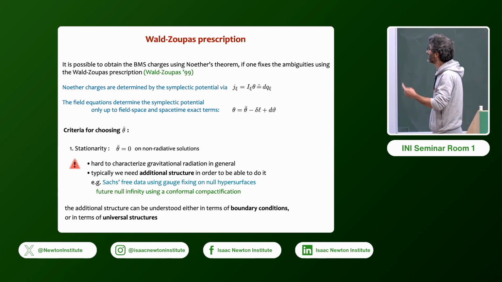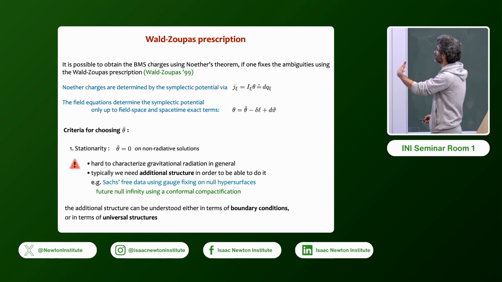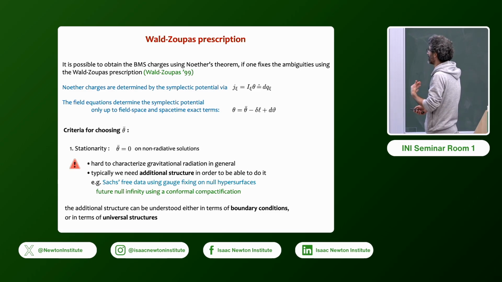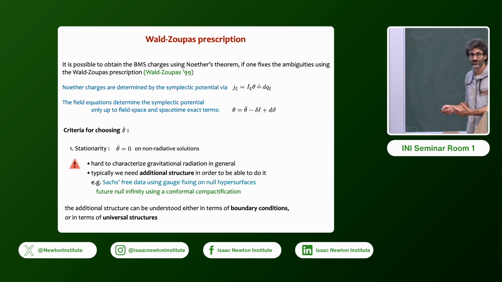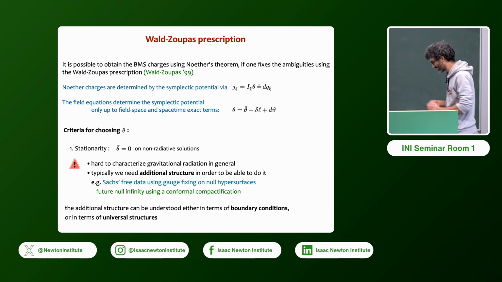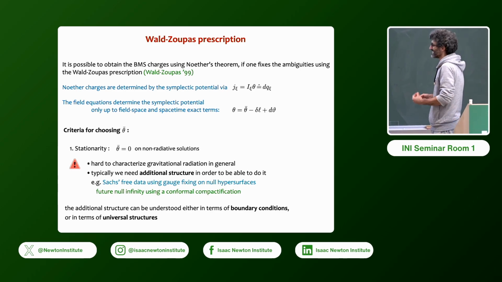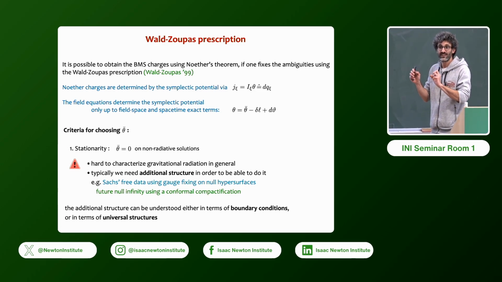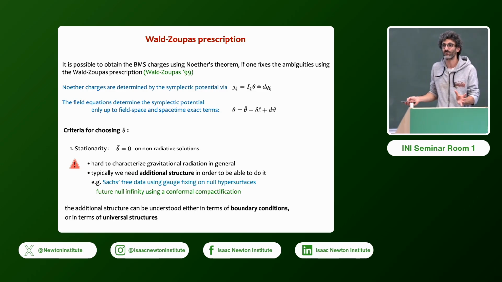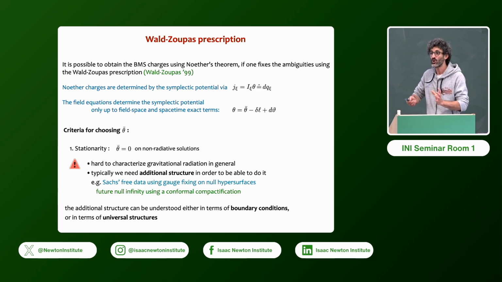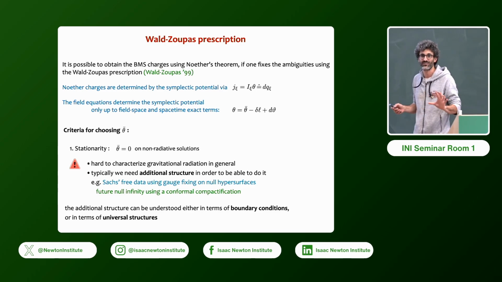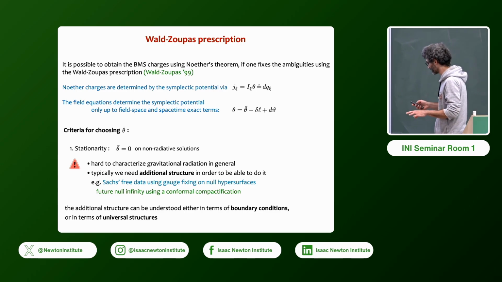Now these additional structures you can think of in terms of boundary conditions, or you can think of them in terms of universal structure. To a large extent, this is completely equivalent. I will say more about that. But the point is that now you have polluted your beautiful, completely general covariant theory of gravity with structures which are not at all general covariant. They are backgrounds. They are not dynamical.